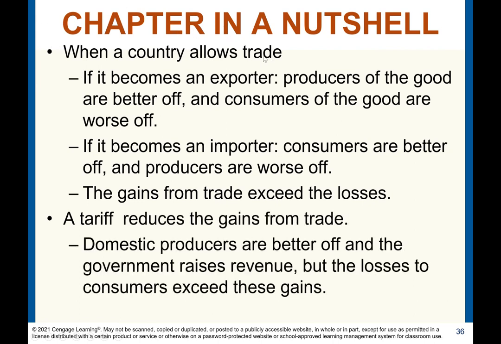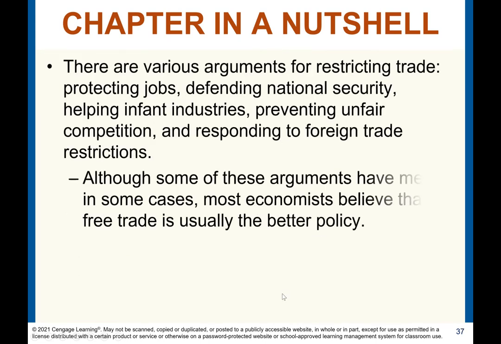When a country allows trade, if it becomes an exporter, producers of the good are better off and consumers of the good are worse off. If it becomes an importer, consumers are better off and producers are worse off. The gains from trade exceed the losses. A tariff reduces the gains from trade. Domestic producers are better off and the government raises revenue, but the losses to consumers exceed these gains.